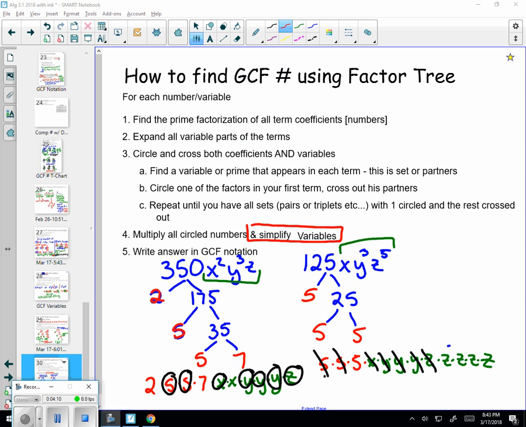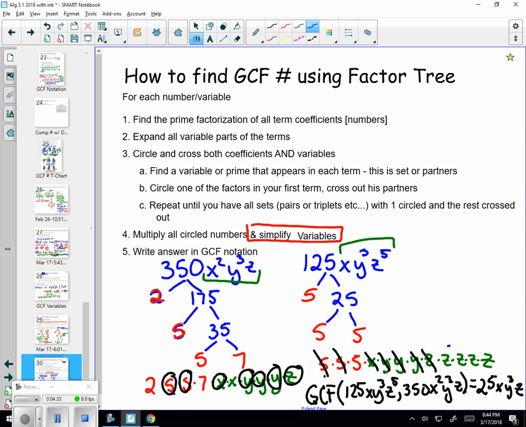So we can write our answer finally in GCF notation. Pause your video and see if you can get the answer. The GCF of 125x y cubed z and 350x squared y cubed z, least to greatest, is 25x y cubed z. That 25 came from 5 times 5 is 25. We multiplied all our circles. I'll give you one more to see if you can do it.